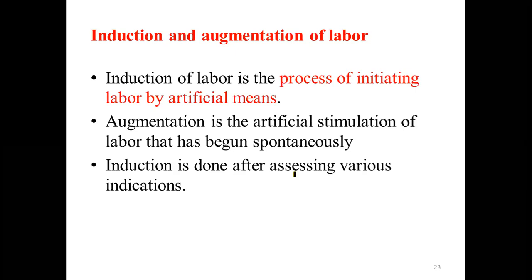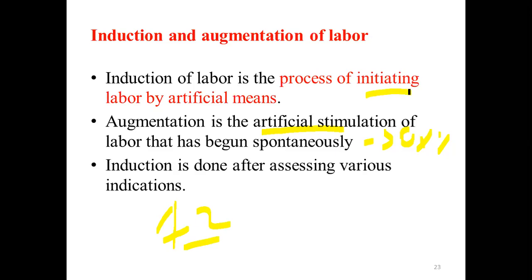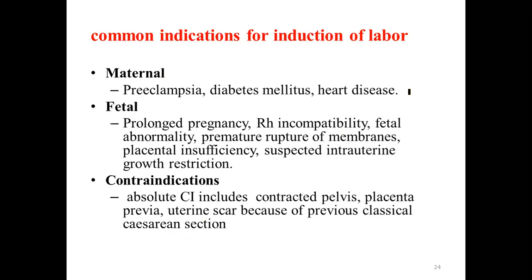Then apart from that, sometimes we have to induce and augment labor. Augmentation is artificial stimulation of labor that has begun spontaneously, and as mentioned, most of the time oxytocin is used in augmentation. Sometimes when the delivery is delayed, the maximum gestation period is 42 weeks from the last menstrual period. So at 42 weeks, if the delivery has not come, they are supposed to induce. Induction is the process of initiating labor by artificial means. What are those artificial means? We shall discuss in the next few slides.